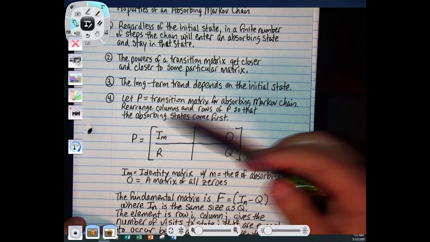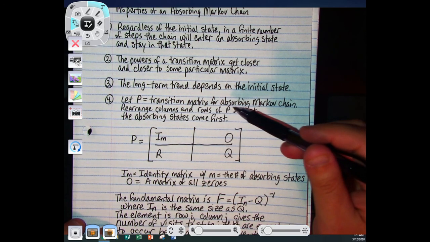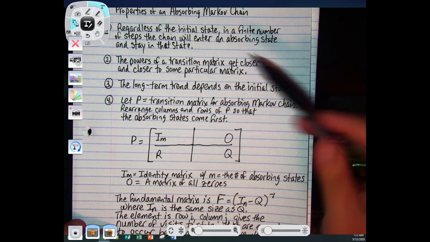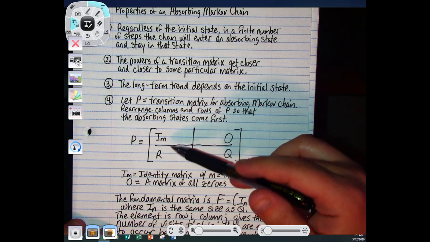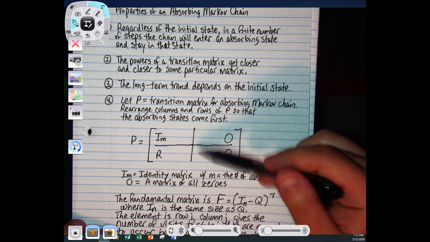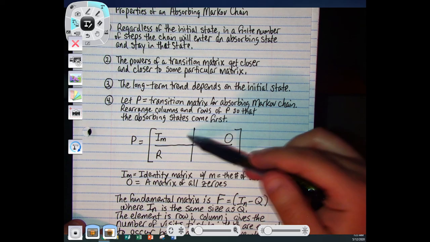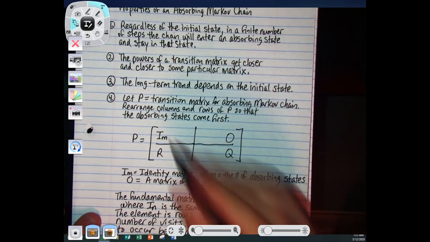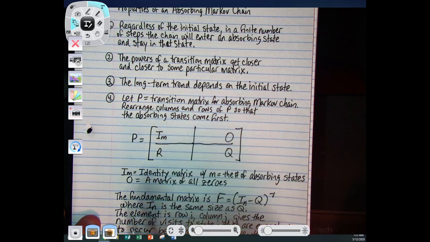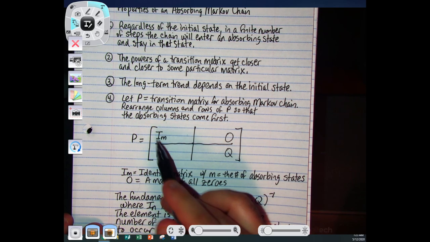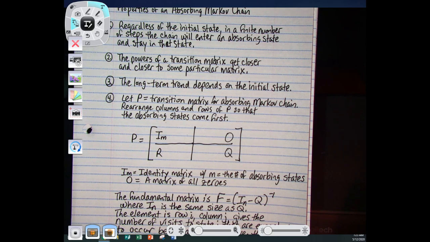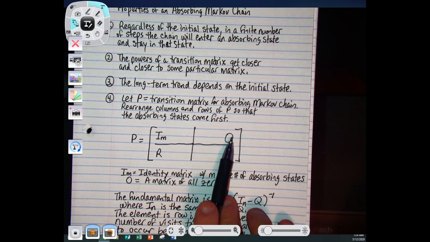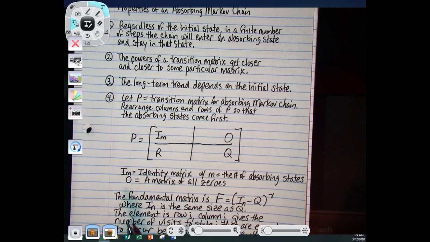4, so we're going to let P represent a transition matrix for an absorbing Markov chain. What we do here is that we take the columns and the rows and we rearrange it to where it's in the following format. In the upper left-hand corner, we have an identity matrix where M represents the number of absorbing states. Our O represents a matrix of all zeros. And then our R and our Q represent the non-absorbing states.